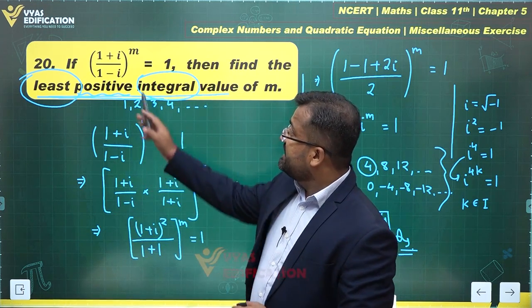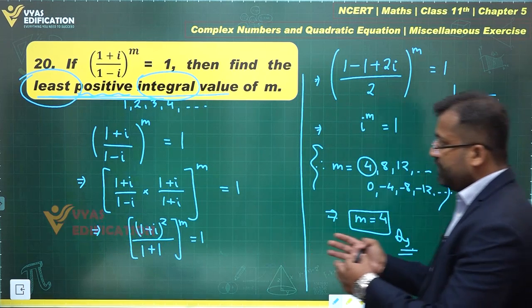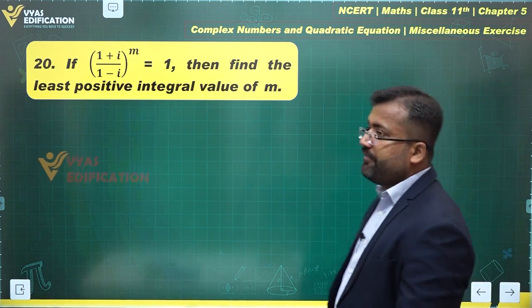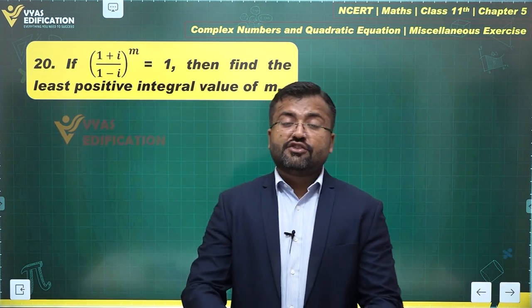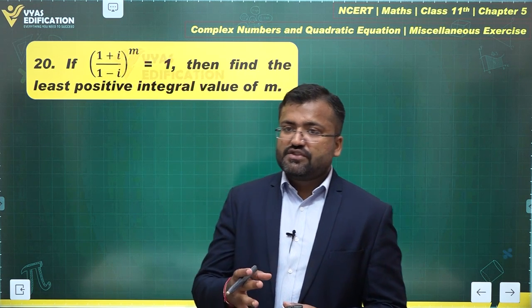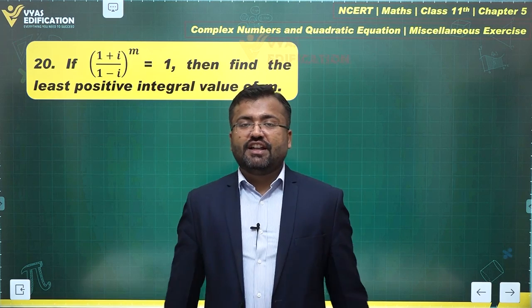So simplifying this expression in the bracket was the important thing, as you can observe over here, right? Yes. And that is all in this exercise. This is the miscellaneous exercise of chapter 5, complex numbers and quadratic equations. That is all in this exercise.